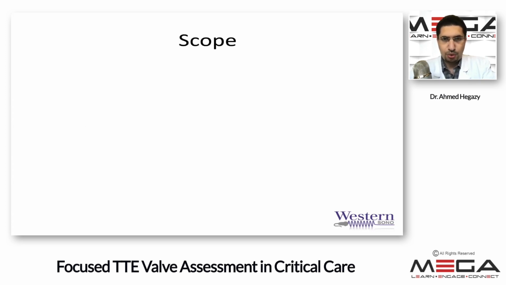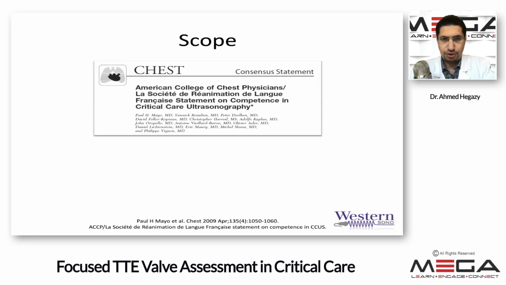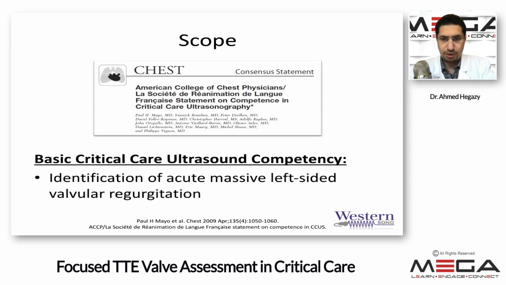I'll define first the scope. By that, I refer to the American College of Chest Physicians guideline statement published in 2009 by Dr. Paul Mayo and his colleagues, where he defined basic critical care ultrasound competency when it comes to valves as identification of acute, massive, left-sided valvular regurgitation. So the scope here was narrowed down to acute, massive, left-sided, so we're talking aortic and mitral valve regurgitation in the medical ICU population.